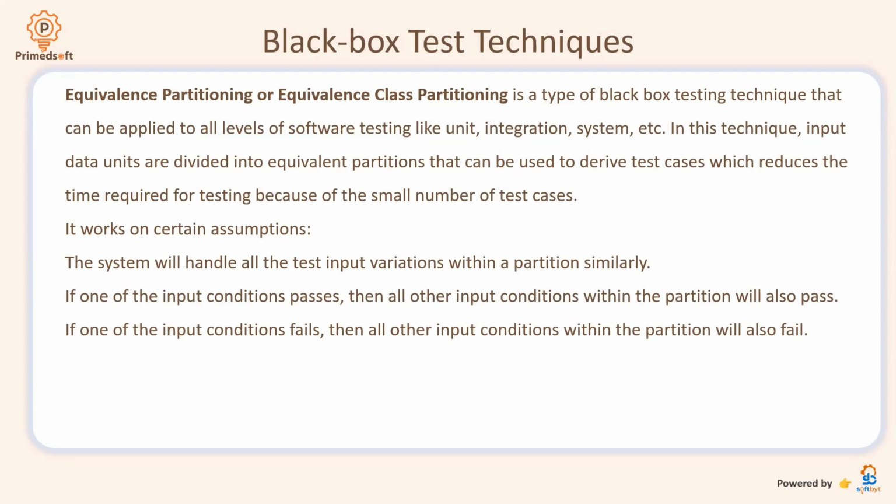Equivalent partitioning, right? Divide data into partitions, also known as equivalent classes, in such a way that all the members of a given partition are expected to be processed in the same way. So they are equivalent partitions for both, right? You are dividing it into valid and invalid values.